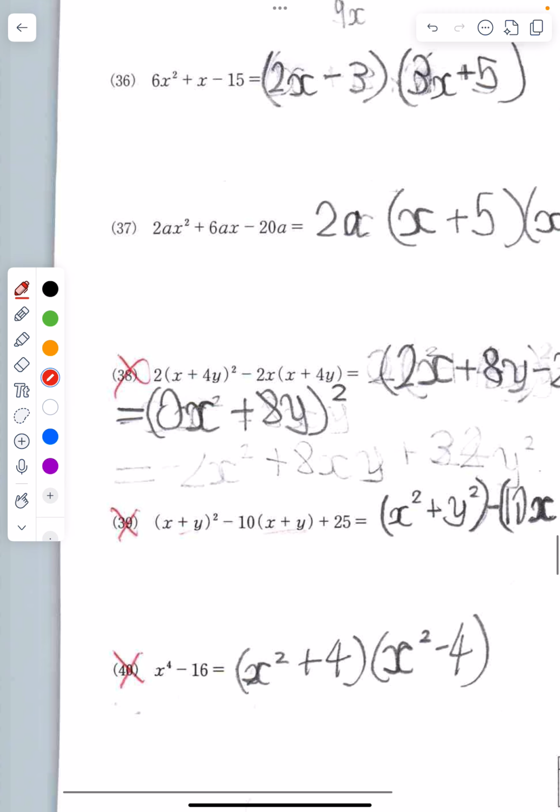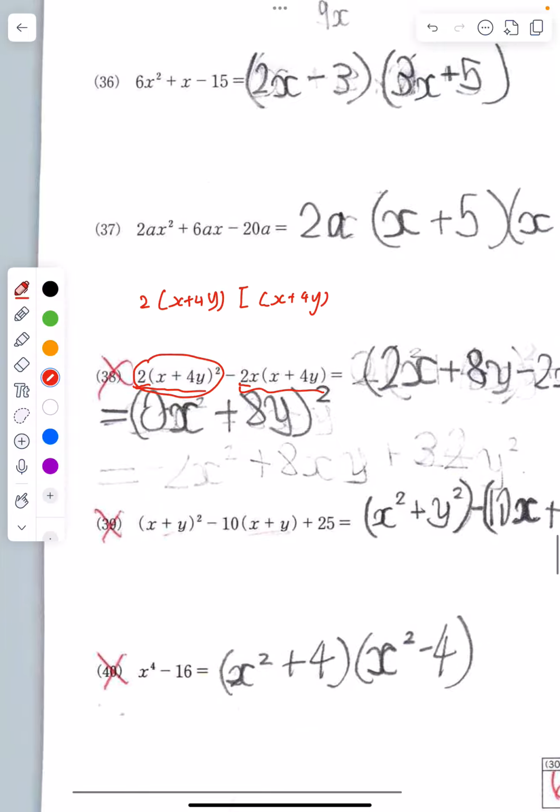So in this case over here, we have two separate terms. One term is 2 times x plus 4y to the power of 2. Another term is 2x times x plus 4y. Both of them will have 2, right? And both of them also have x plus 4y in it. So if I take out 2 times x plus 4y from this, I would have x plus 4y left, right? And by the way, I need to change it into a big bracket over here. And then if I take out 2 times x plus 4y from this guy here, I still have an x left.